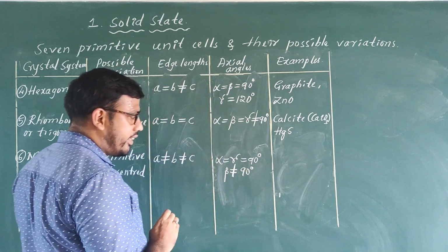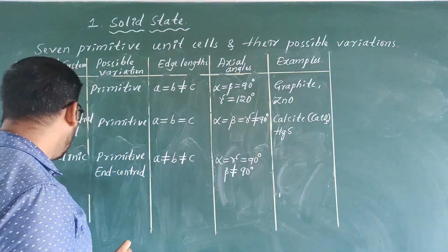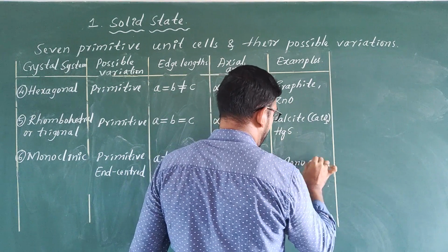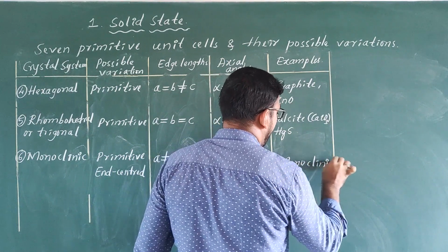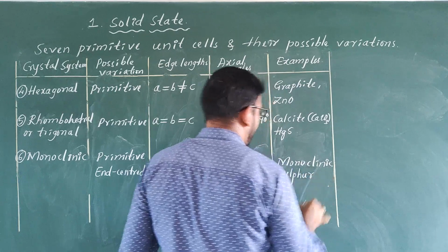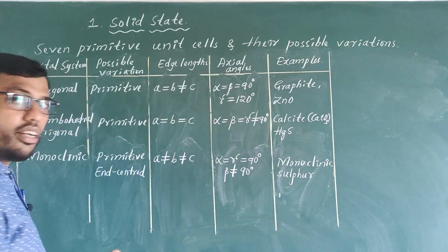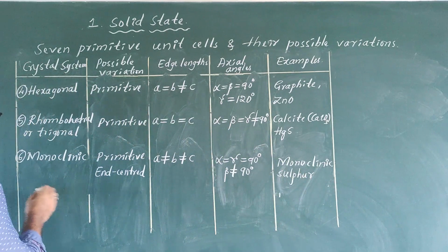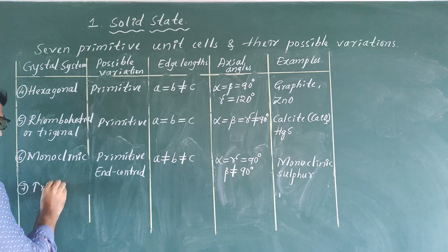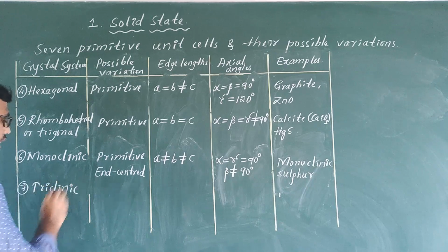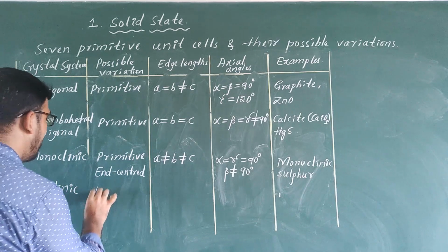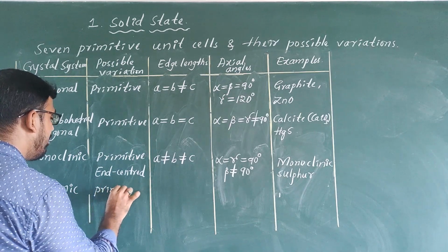We have already seen this one. For monoclinic, sulfur is the example. Monoclinic sulfur. And the last crystal system is triclinic. In triclinic there is only one possible variation. The possible variation is primitive.